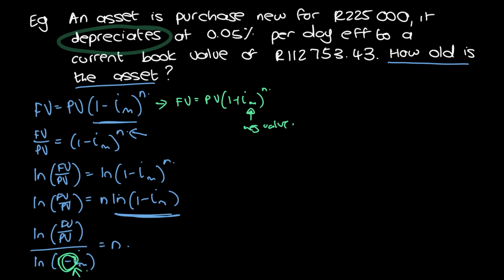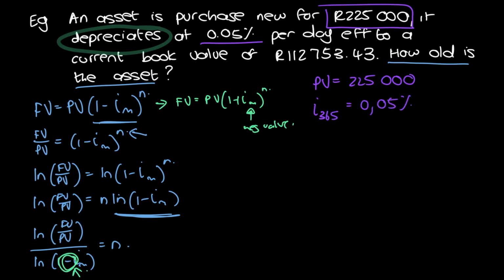Now let's go ahead and write down everything that we know for this question. So we're first going to do it via formula, and then we're going to do it via financial calculator. So the asset is purchased for 225,000. So we have a present value of 225,000. And it depreciates at 0.05% per day effective. So we have i_365, and this is 0.05%, so it's in percent, so we still need to convert it to decimal fraction notation if we're going to use our formula. So that's 0.0005. Remember, we're dividing it by 100.